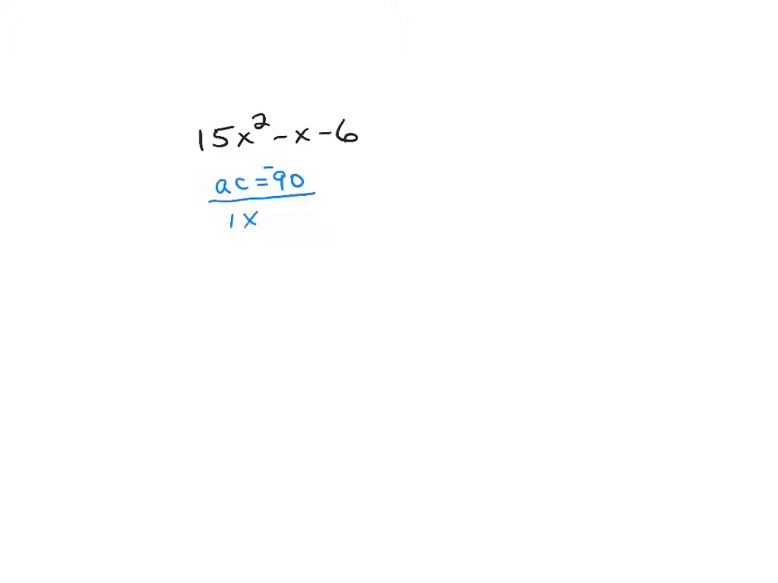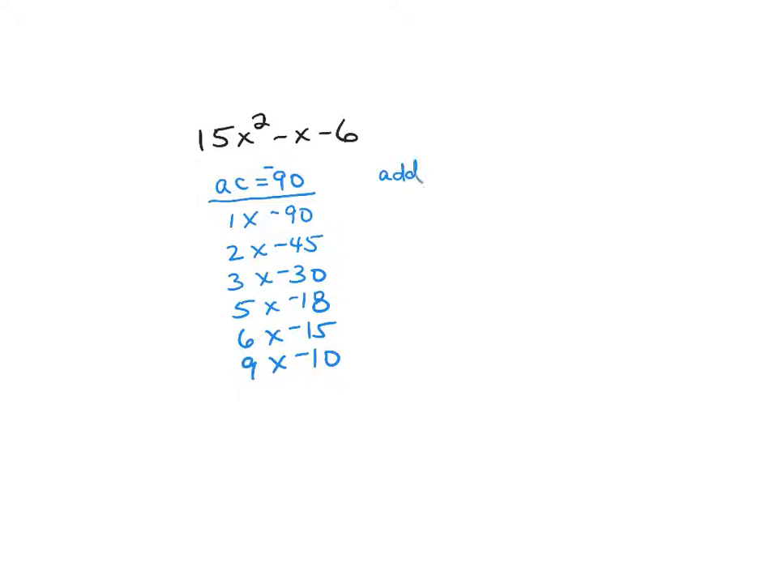So I'm going to have 1 times negative 90. I can write it that way. I'm going to have 2 times negative 45, 3 times negative 30, 5 times negative 18, 6 times negative 15, and 9 times negative 10. So let me go through and add these together. If I add these together, I have 1 plus negative 90, which gives me a negative 89.